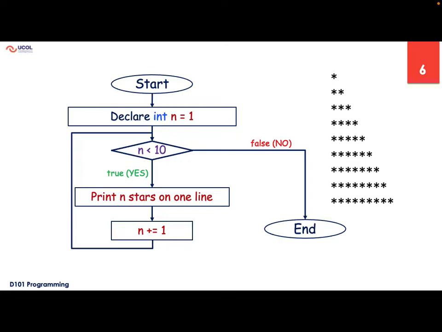So, first line print 1 star, second line print 2 stars, third line print 3 stars, 4 stars, 5 stars, up to 9 stars, and once that particular value of n becomes 10, finish. That loop will finish. Got it?